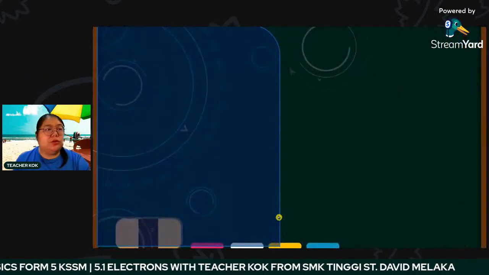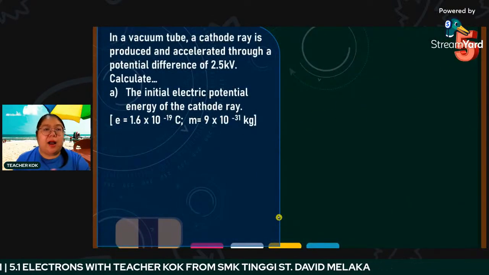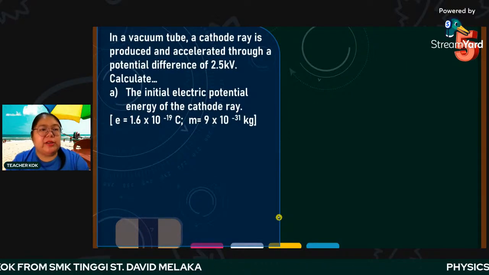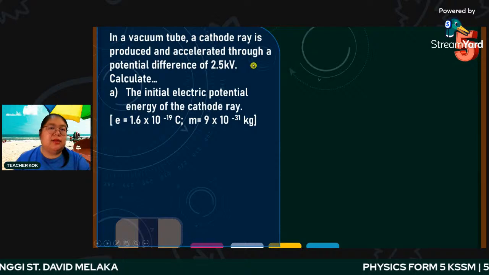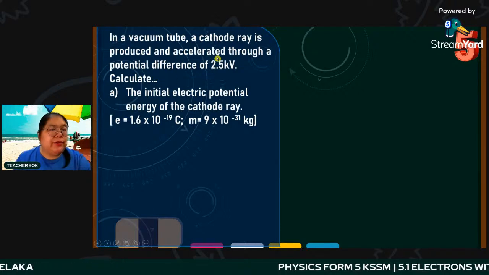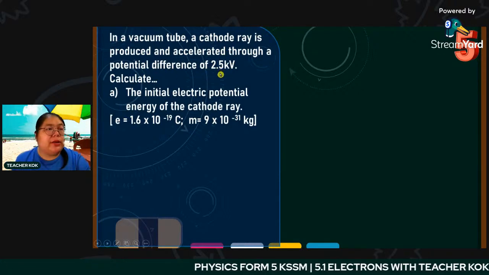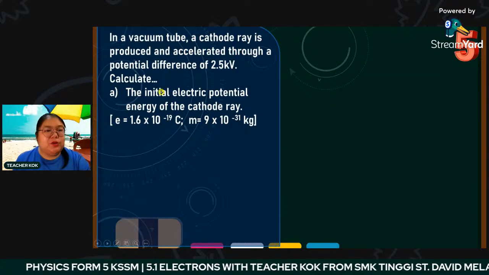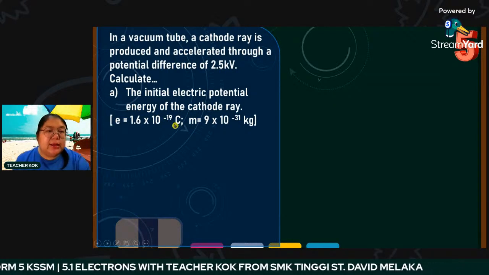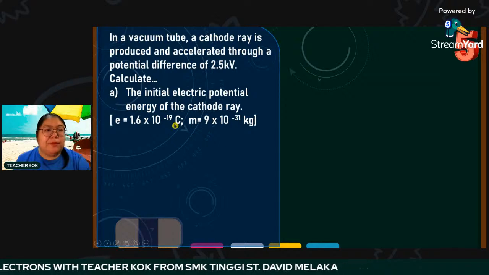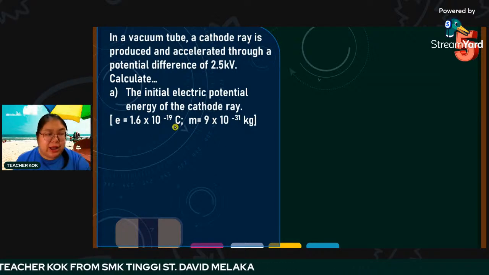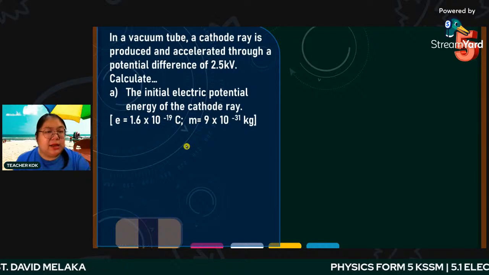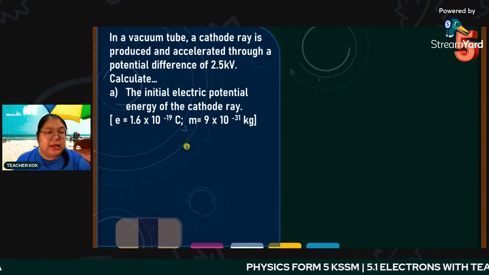Okay, then we go to question number 5. In a vacuum, the cathode ray is produced and accelerated through the potential difference. The potential difference is provided, 2.5 kV. Now the first one, they ask you to calculate the initial electron potential energy of the cathode ray. So that means they want to find E, the electrical potential energy.